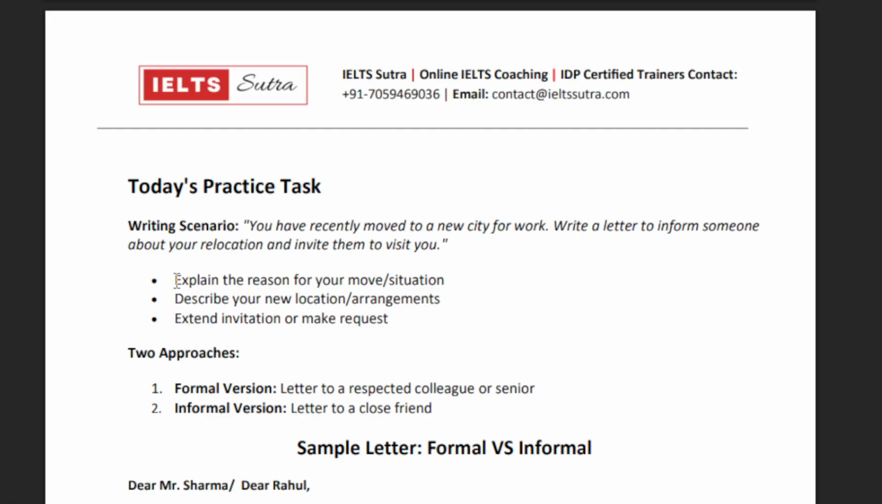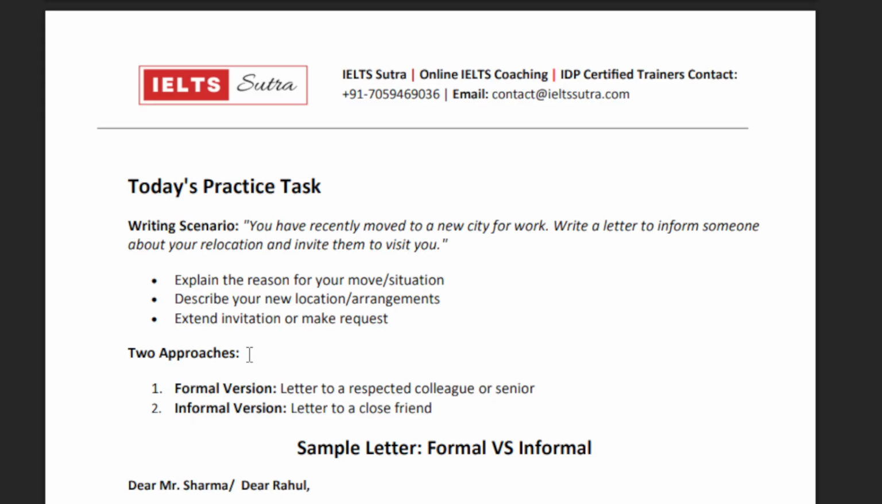The first is explain the reason for your move or situation. Second is describe your new location or arrangements. Third one is extend invitation or make request. So now, in this scenario, we can write this letter in two different ways.